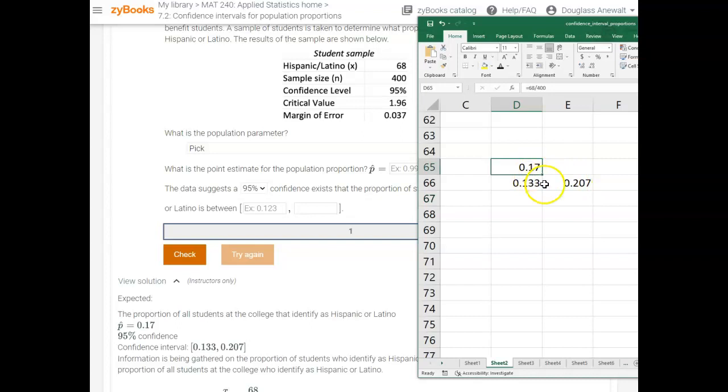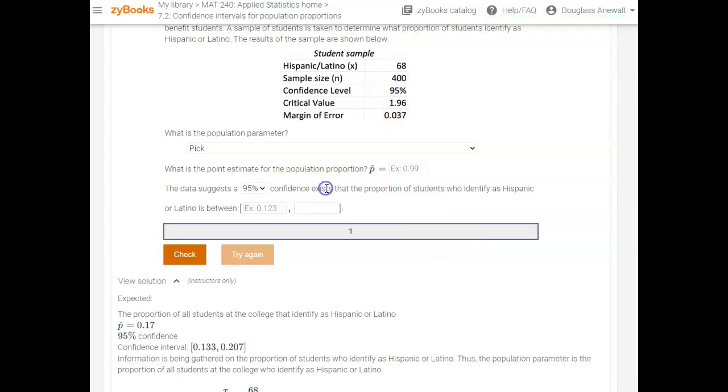So sample proportion right in the middle, add and subtract the margin of error, and you have the limits of your confidence interval. And we're 95% confident that the actual population proportion of people who identify as Hispanic and Latino lies somewhere between those limits.